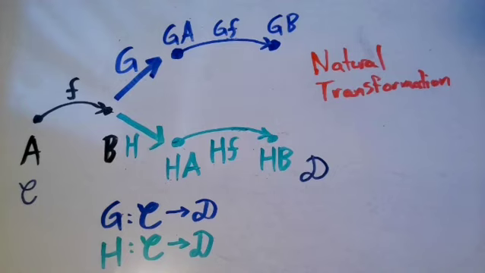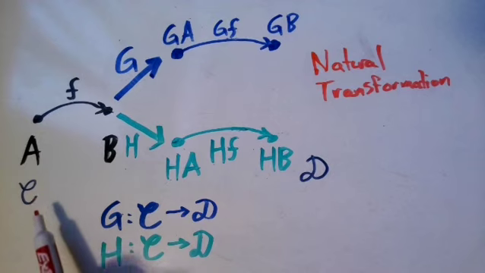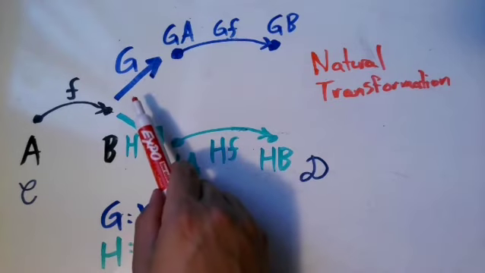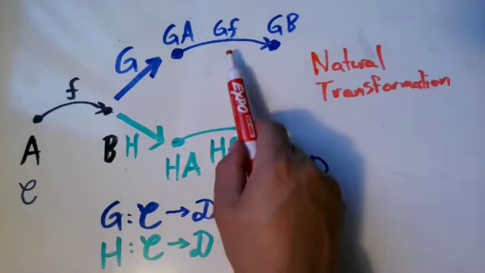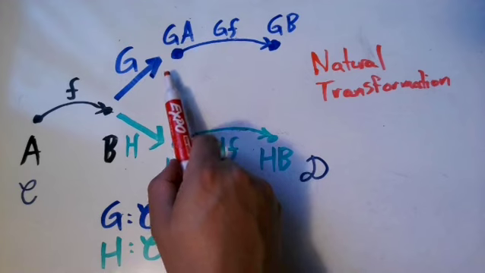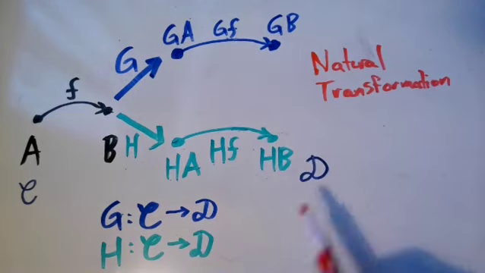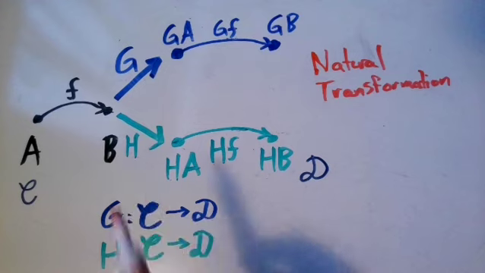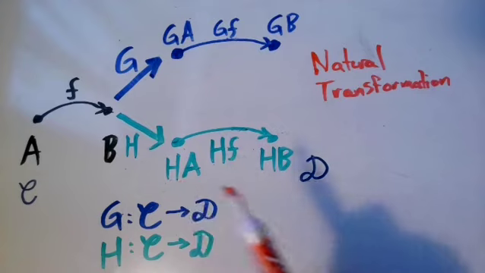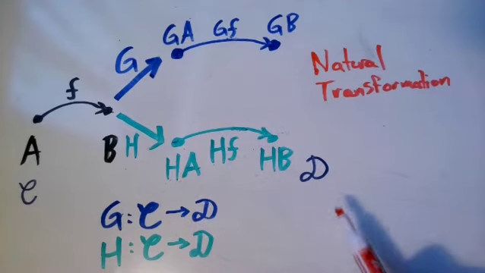Suppose we have two functors, one called G and one called H, both going from a category C to a category D. And suppose we take any morphism F in the category C, going from object A to object B. Well, then we know that the functor G will map F to G of F, going from object G of A to G of B in the category D. And we know that H will map F to H of F, going from object H of A to object H of B in D.